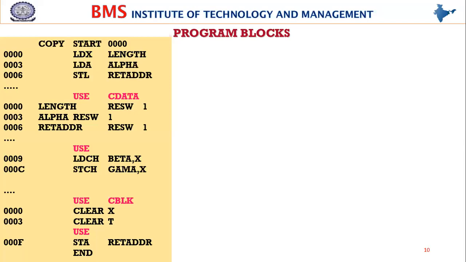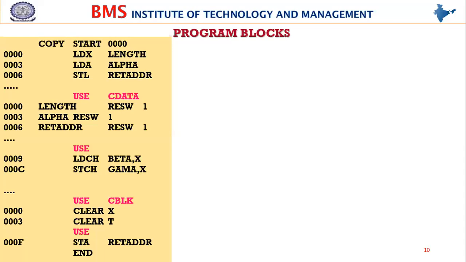After some instructions, we have used the assembler directive USE CBLOCK, which indicates that the following instructions should belong to a new block. It should not belong to the default block, and it should not belong to CDATA, but to a new block called CBLOCK. We have two instructions there. And again, we have used just USE, which means the next instructions should belong to the default block.